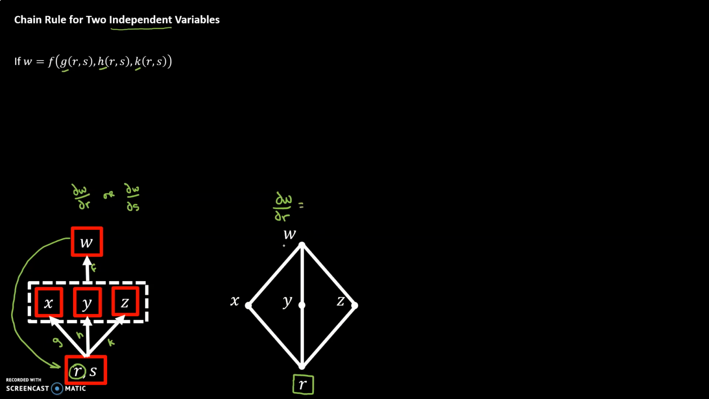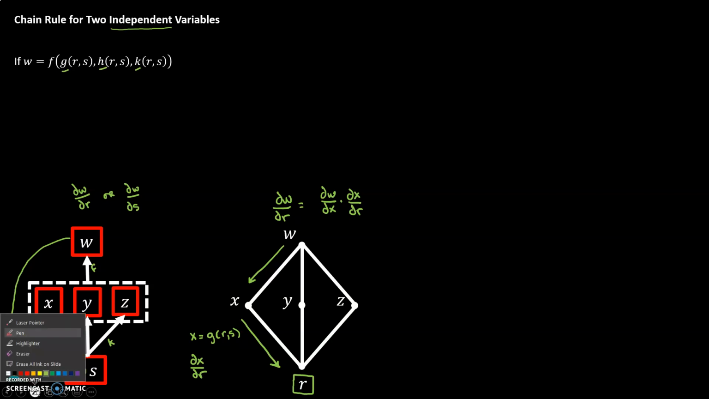Now when we read our diagram, we can see that w is going to x, so we'll have partial w with respect to x, and then x is going to r. But remember, x came from that g of r, s function, so x depends on both r and s. When we take the derivative of x with respect to r, that's a partial. So we're going to do partial w with respect to x times partial x with respect to r for our first term. These are both partial derivatives.